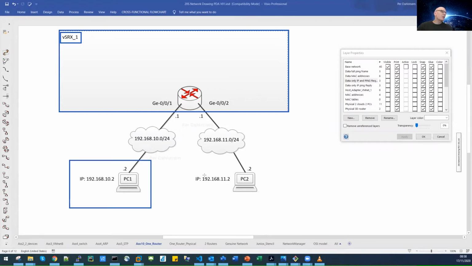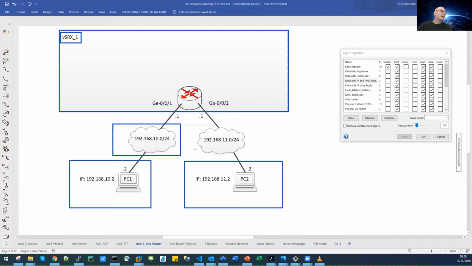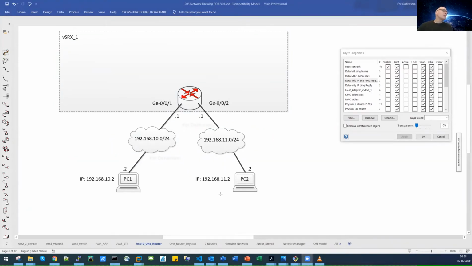We have PC1, we have PC2 that we want to interconnect, and they are on these two different subnets interconnected through the router. So in order to see routing in action, we need to generate some traffic from PC1 to PC2. What I'm going to use here is a ping from PC1 to PC2 to demonstrate that.